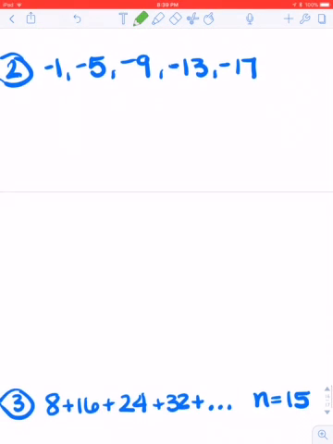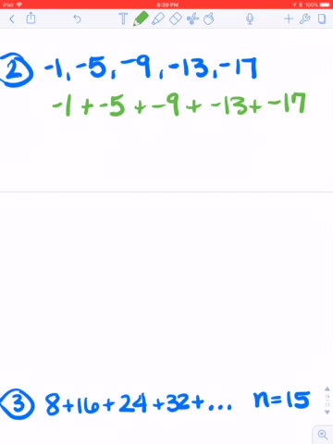Now, if I look at one that looks kind of like the second one, I only have 5 numbers. So I have a couple choices. I can figure out my n, my d, my a sub 1, and use the formula I used above. But since there's only 5 terms, if you wanted to take them and add them together, you could do that.